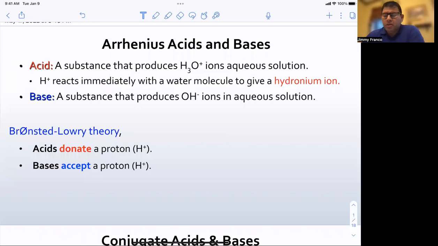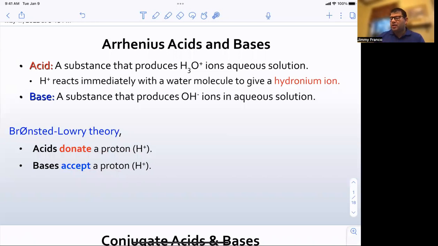Hi, class. So what we're going to talk about now is acids and bases. And generally, what we want to think about is this bottom statement. An acid is a proton donor, a base is a proton acceptor. Now, we're actually going to see there's a few different types of acids and bases.